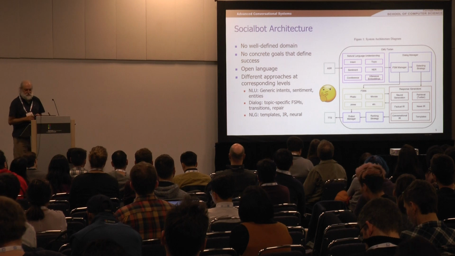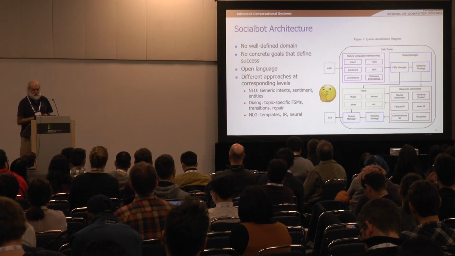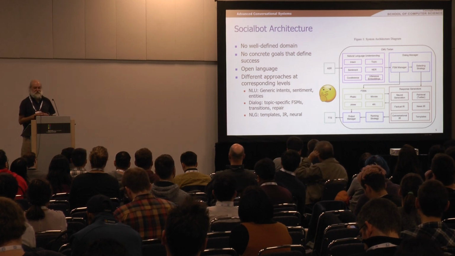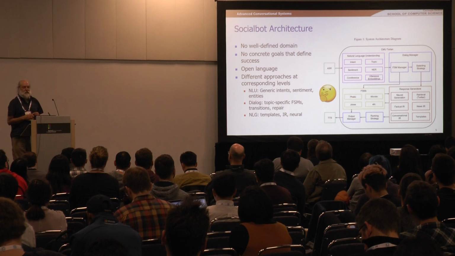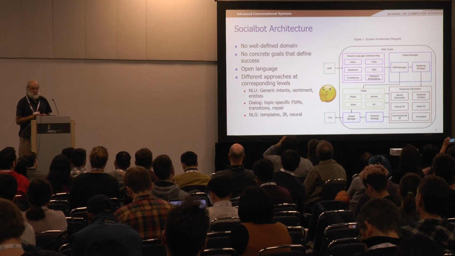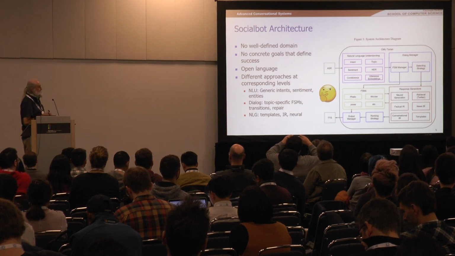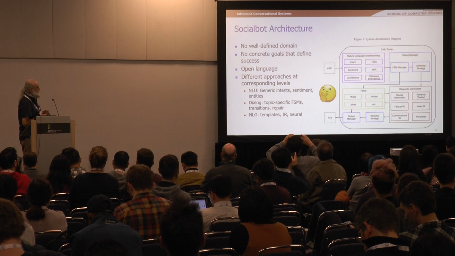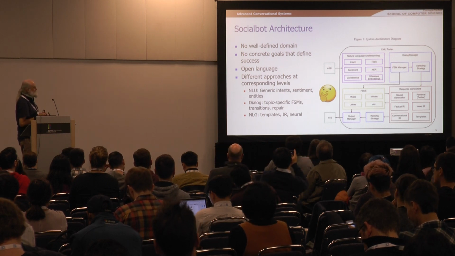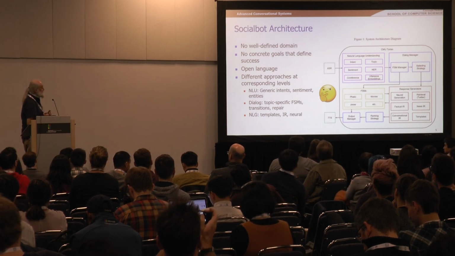Social bots tend to be, well, they're not well defined, and I might be overstating the point, but the system diagrams tend to be a bit more complicated because there are many levels at which computation is taking place. So on the input side, well, there's intents and topics, but there's also sentiments, entities. You have to figure out co-reference.